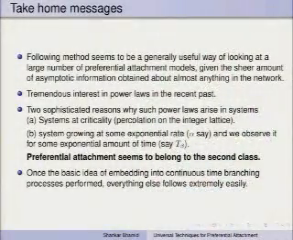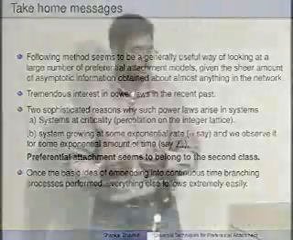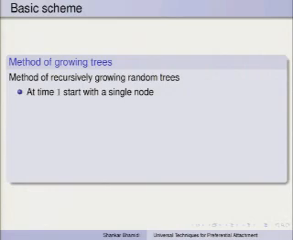Preferential attachment in some sense seems to belong to the second class of models, explaining why this power law arises. And once you have the basic idea of embedding these into something called continuous time branching processes, then the results come out very easily using the stochastic process approach. Okay, so let's get started.